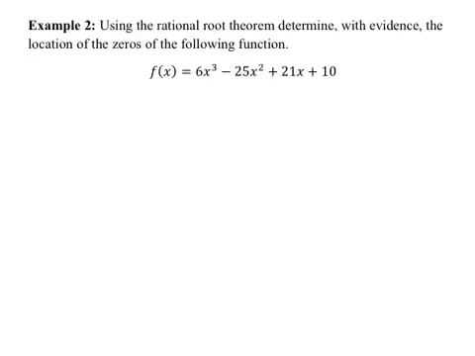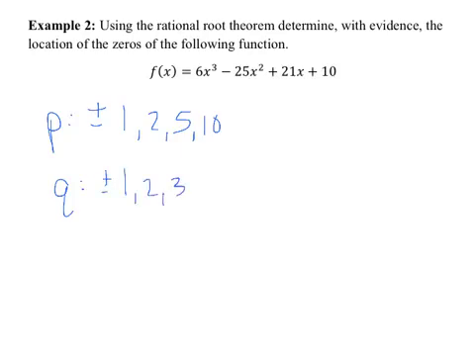So let's look at example 2. Using the rational root theorem, determine with evidence the location of the zeros of the following function. Let's list all the p's and all the q's. The p values are the factors of 10, so plus or minus 1, 2, 5, and 10. The q values are plus or minus 1, 2, 3, and 6.